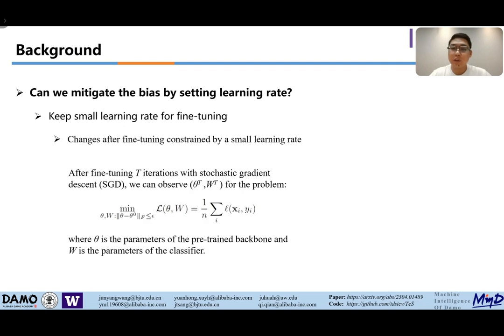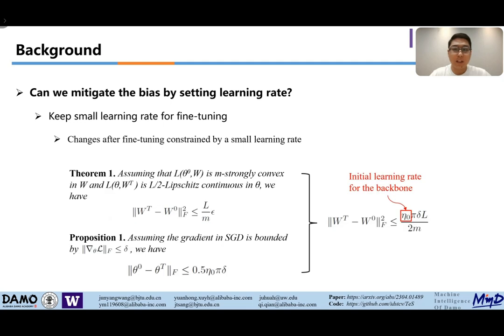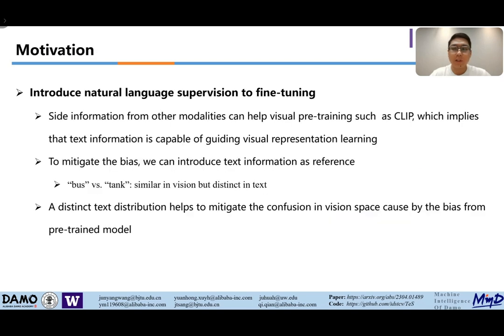So it is useful to keep a small learning rate. We prove that it doesn't work. First, this is a standard fine-tuning process with a small learning rate. We prove that the proxies of the classes in the classifier are constrained by the small learning rate of the backbone. So traditional methods can't solve the bias problem.